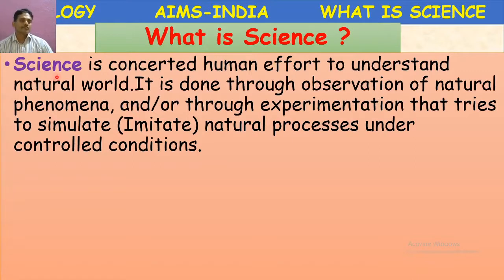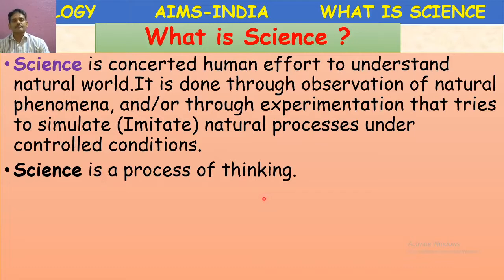What is science? Science is concerted human effort to understand the natural world. It is done through observation of natural phenomena and/or through experimentation that tries to simulate or imitate the natural process under controlled conditions. So science is nothing but observation of natural phenomena. What scientists do is observe the same natural phenomenon under controlled or laboratory conditions, which helps them to discover or invent new things.